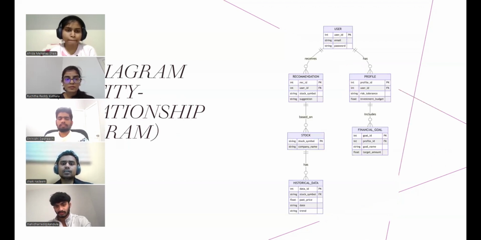And here is our ER diagram, the entity relationship diagram. Our database is structured around these entities and their relationships. The first table is the user table, which stores the user ID, email, and password, which are used for logging the user into our account. We have taken the user ID as a primary key, as each user has a different user ID.